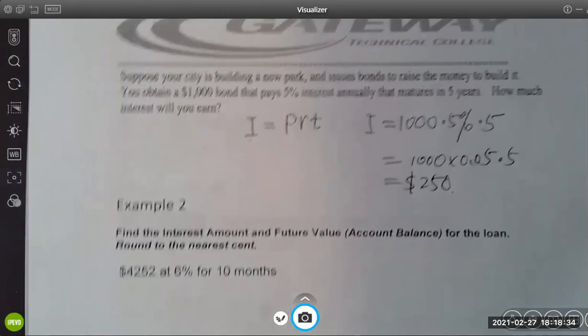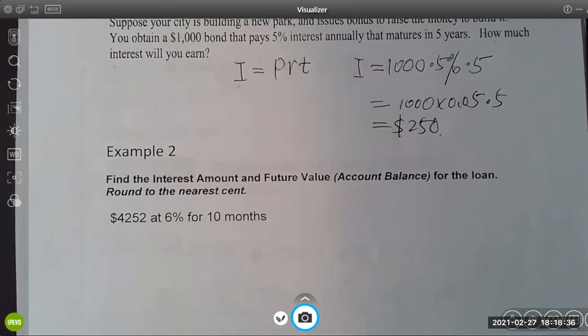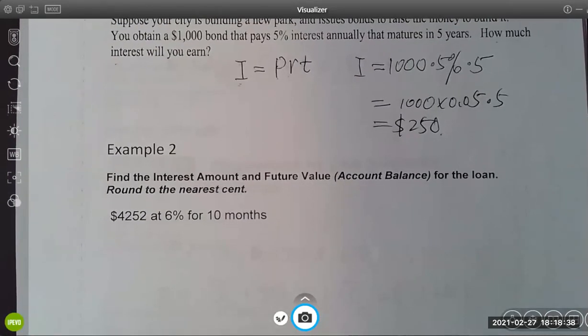Move on to the second example. Find the interest amount and future value. Future value is also called account balance for the loan. That means you borrow money this time. So the principal is the amount you borrowed. When you return the money when it is time, you have to return both the amount you borrowed plus interest, right? The whole thing is called account balance or future value.